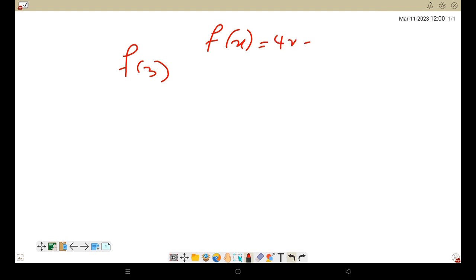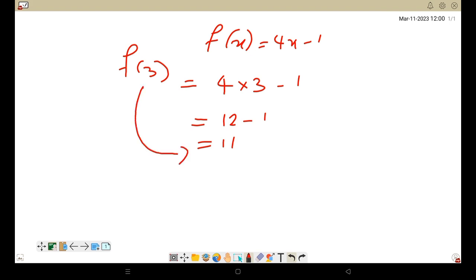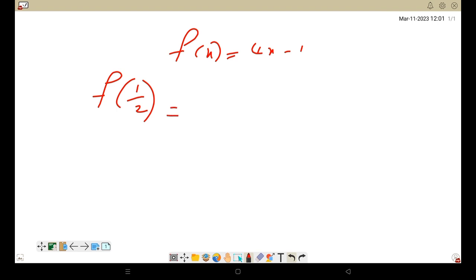The next one is f of 3. You know that f of x is equal to 4x minus 1, so we need to find f of 3. We do 4 times 3 minus 1, 12 minus 1 equals 11. So f of 3 is equal to 11. Then next, f of 1 by 2. That is 4 times 1 by 2 minus 1. 4 times 1 by 2 is 2, and 2 minus 1 equals 1. So f of 1 by 2 is equal to 1.